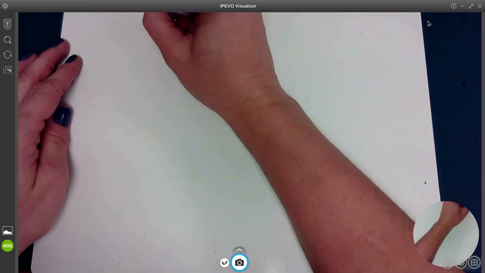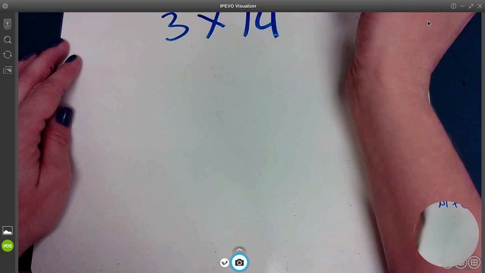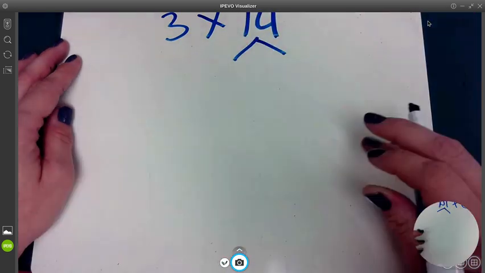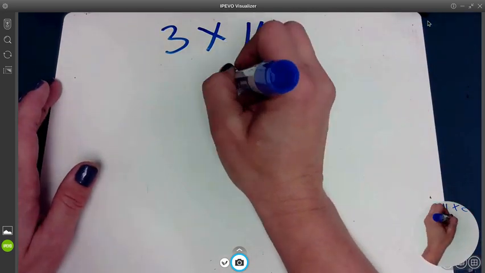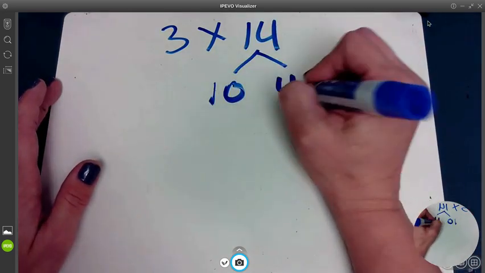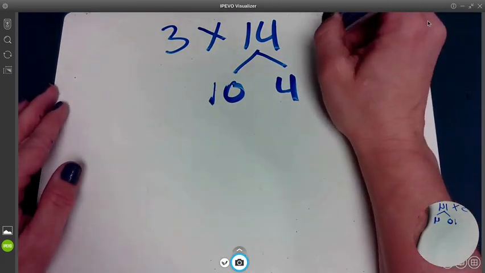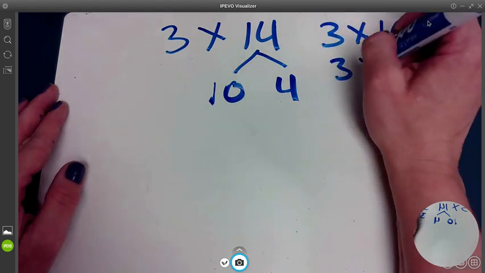Okay, so if I have 3 times 14, I'm going to break 14 apart into the tens and the ones. So instead of 14, I'll have 10 and 4. That's going to be the same as saying 3 times 10 and 3 times 4.